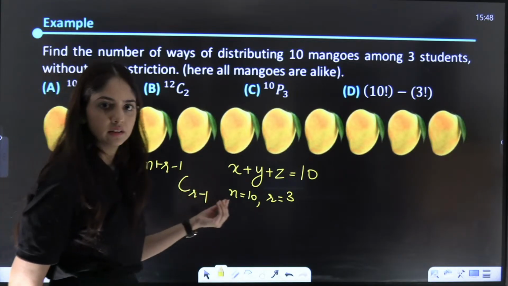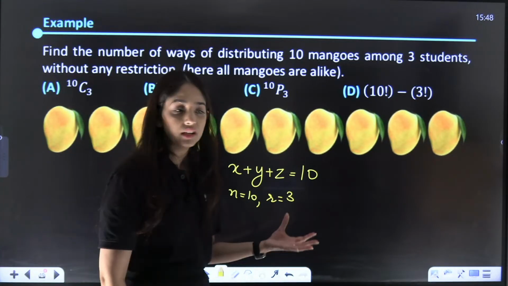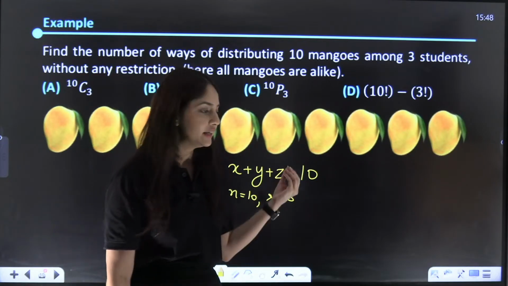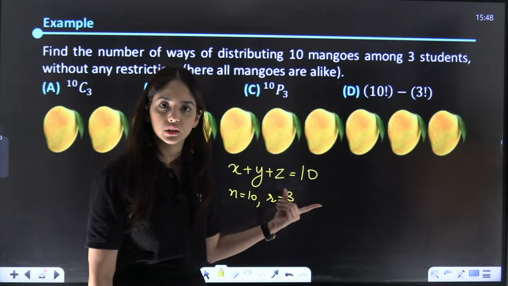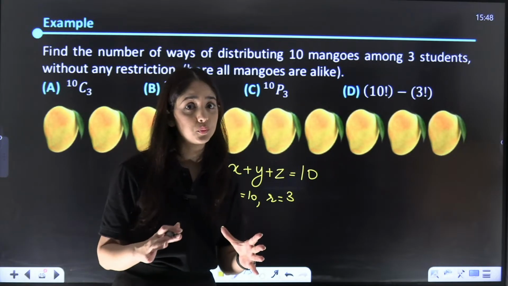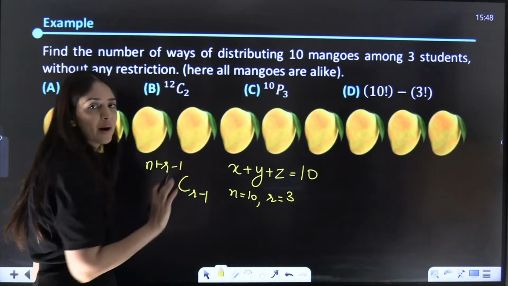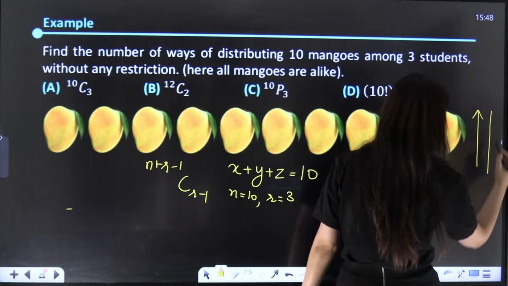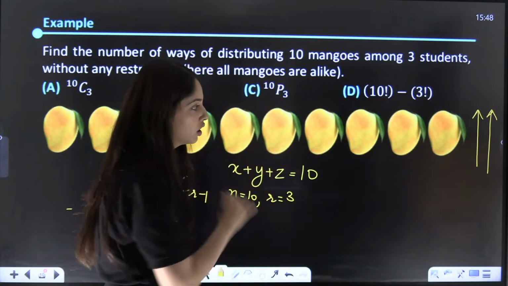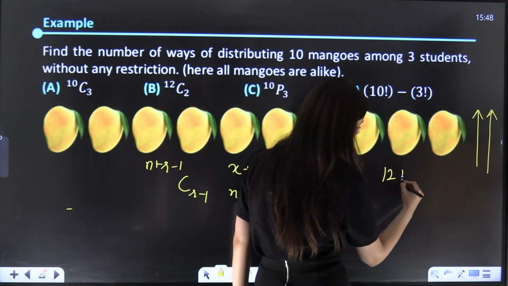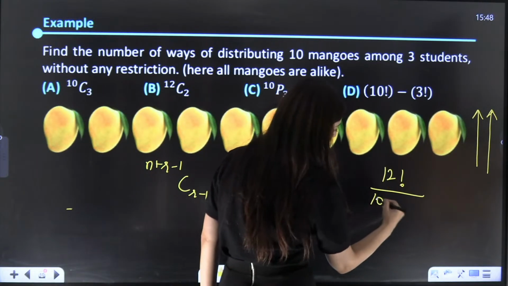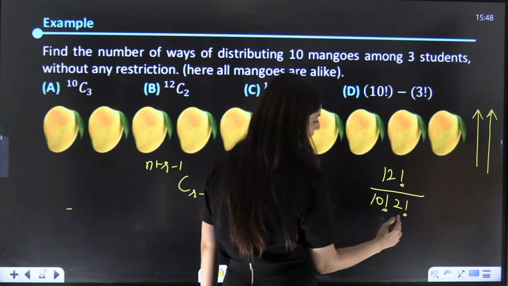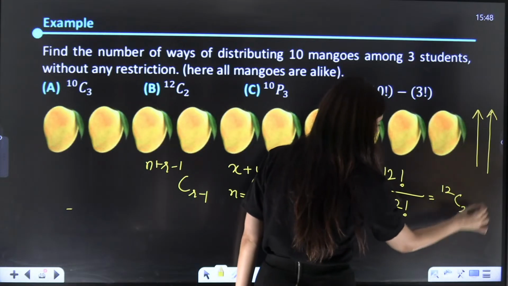So, alright. When can we apply this formula directly? When we are talking about identical objects. Then it's just solving this equation. Another way of looking at it was, we have to just find the partition for the 3 students. So, we will arrange these 10 mangoes and 2 partitions. So, we arrange these 12 total objects divided by 10 factorial for the 10 identical mangoes and 2 factorial for the 2 identical partitions. So, this is nothing but 12C2.